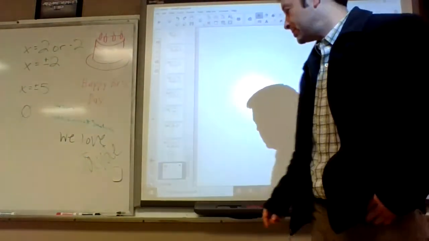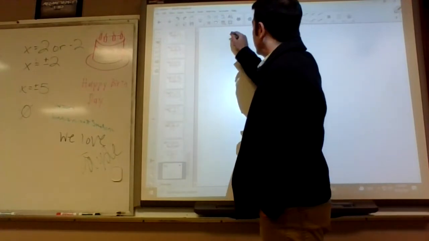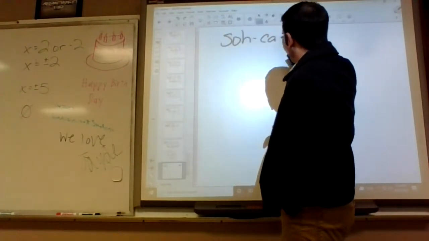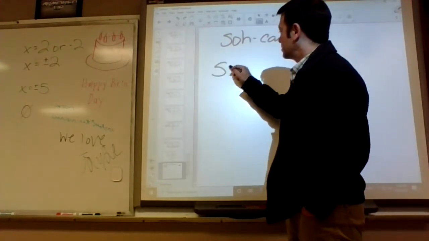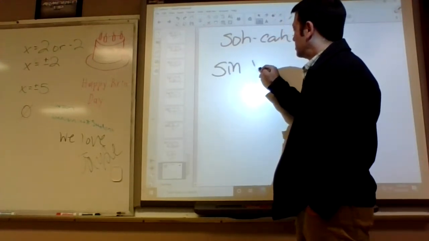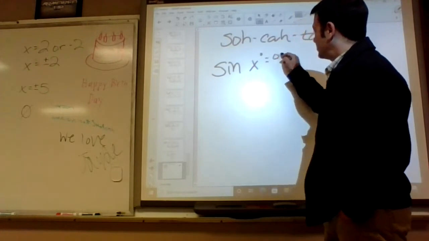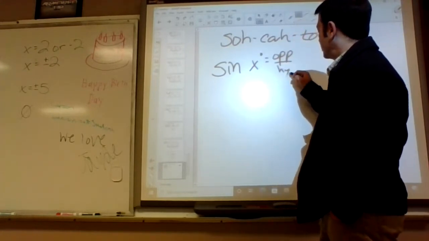Okay, so the first thing you need is the 6 trig functions and the ratio. So, yeah, SOHCAHTOA is part of that. What does SO stand for? The opposite over hypotenuse. Sine of the angle equals opposite over hypotenuse, right?